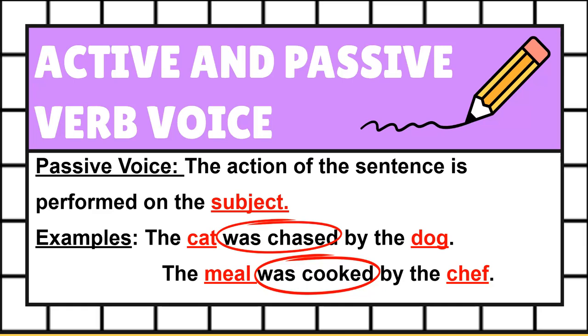The meal was cooked by the chef. Again, find the verb first, was cooked. Ask yourself, who is doing the cooking? In this sentence, it is the chef. Chef is after the verb, and so it's written in passive voice.